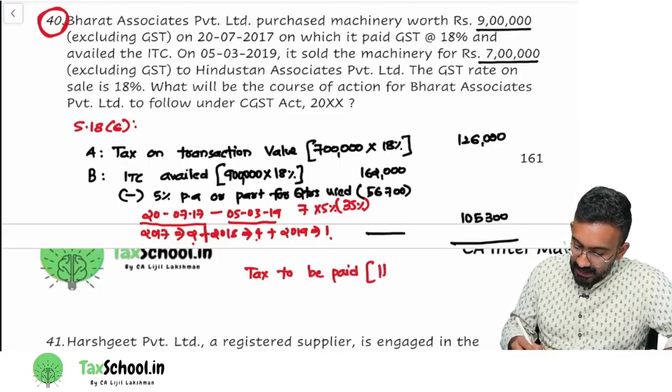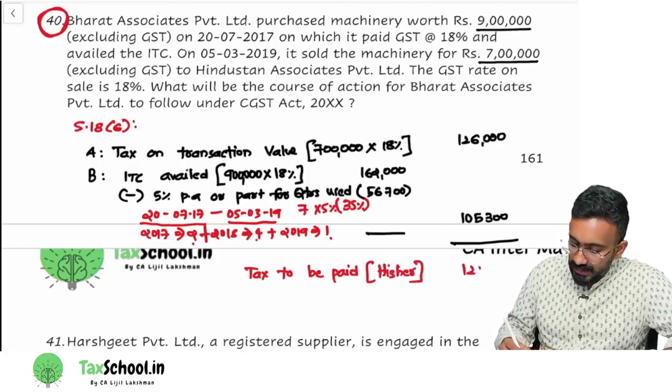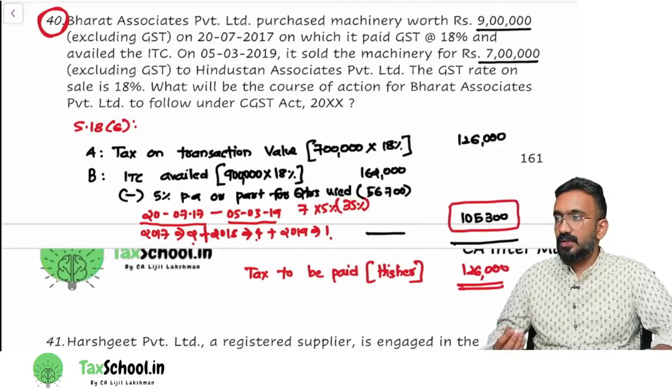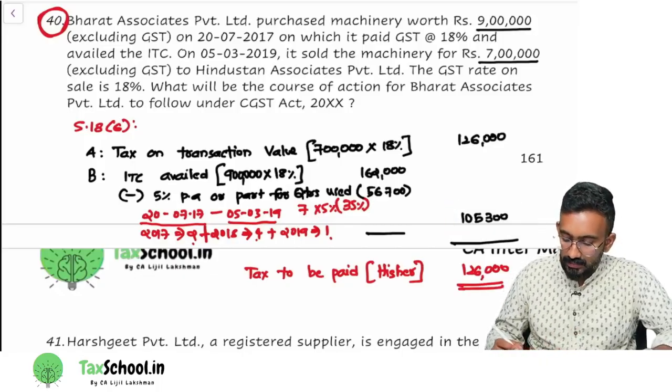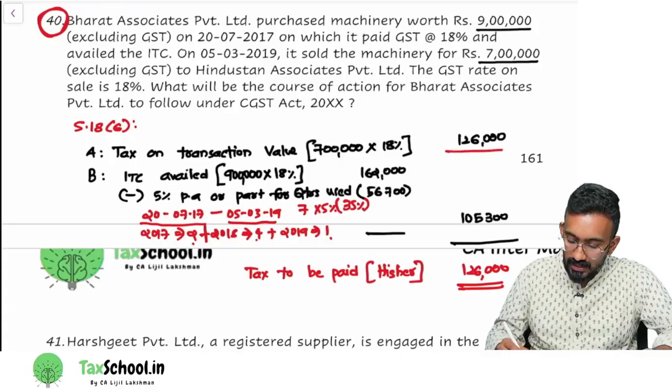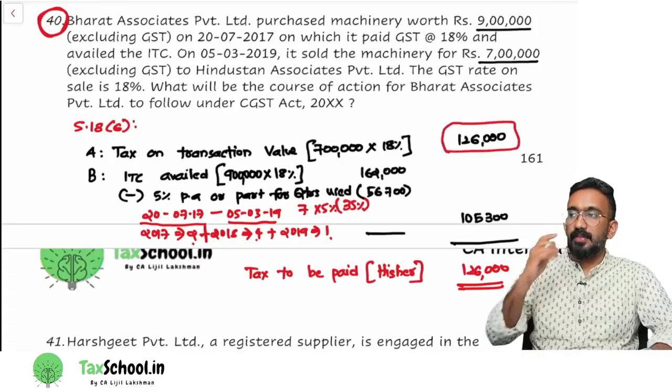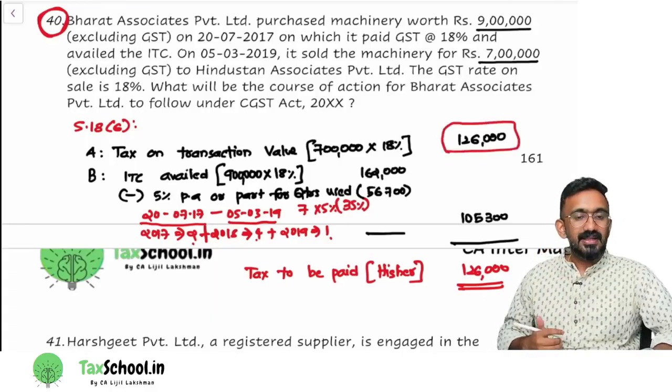It will be the higher of the above amounts, which is 126,000. If the other amount was higher, then I would have taken that amount. In this particular case, which amount is higher? 126 is higher, so I have taken this amount and then paid it as taxes. What is it that they're trying to achieve here?